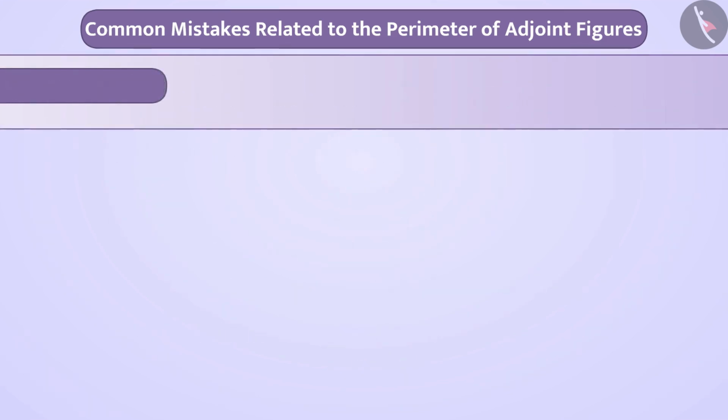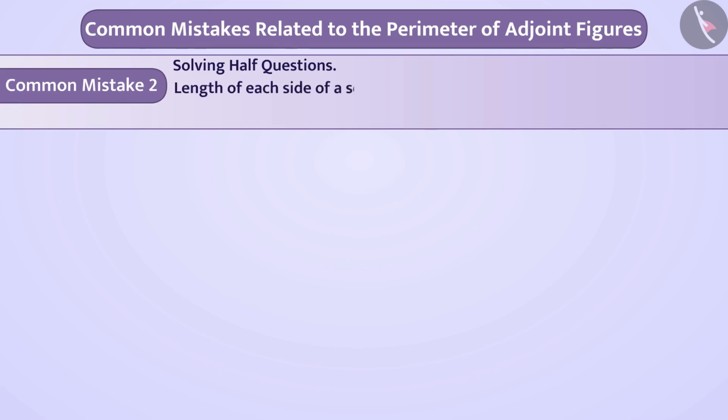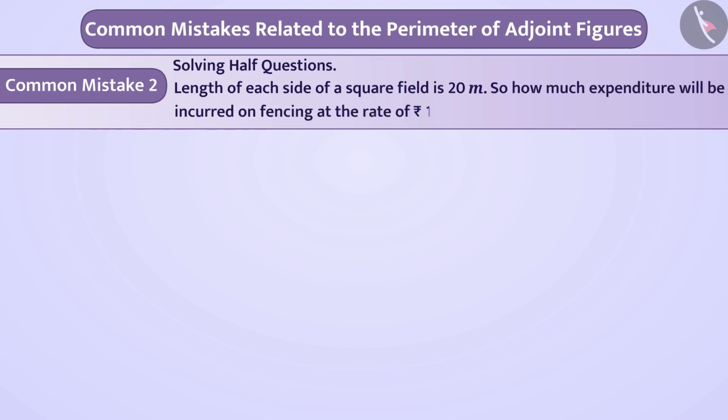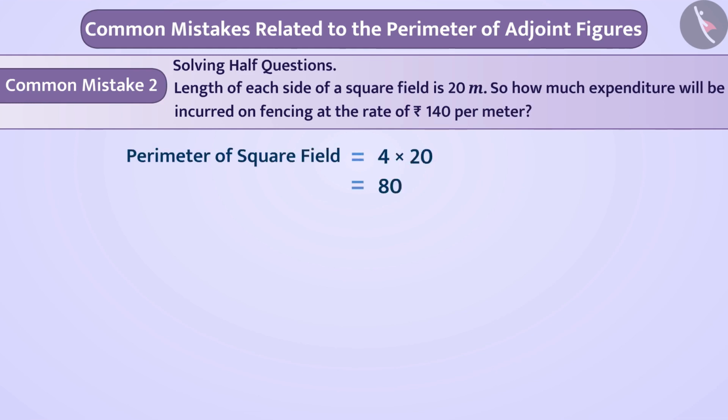Common mistake 2. Solving half questions. Some students are asked that the length of each side of a square field is 20 meters, so how much expenditure will be incurred on fencing at the rate of 140 rupees per meter? So, the children determine the perimeter of the square field, 4 multiplied by 20, which is equal to 80 meters.